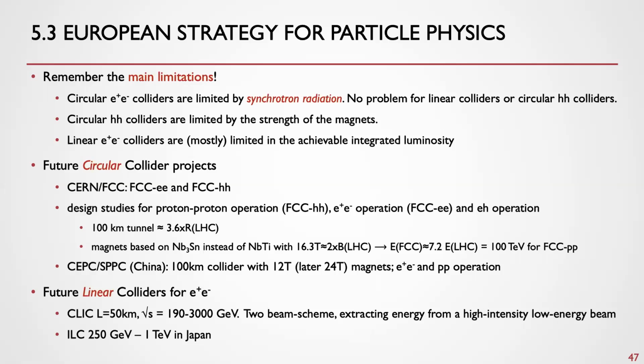I do not want to go into these details because it's a hypothetical facility. We do not know whether it would be built. In fact, we do not know if any of these projects will be built in the future. A second linear collider being proposed is the International Linear Collider operating at 250 GeV to 1 TeV in Japan. This collider project has been around the longest.